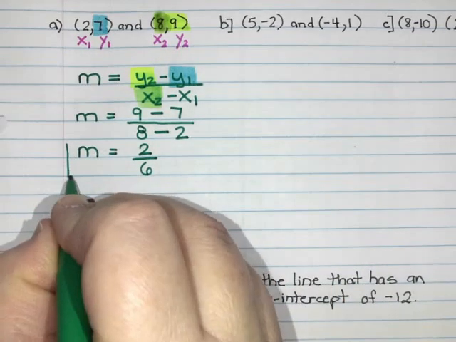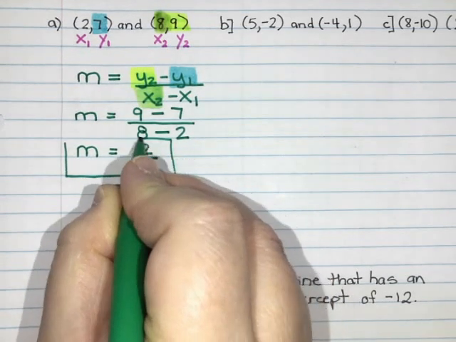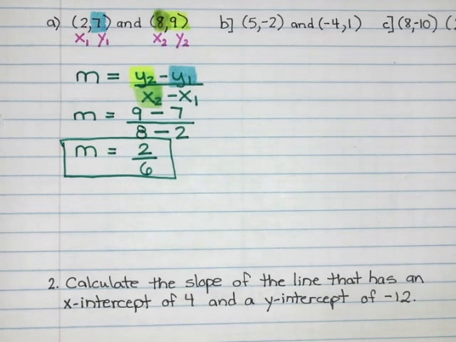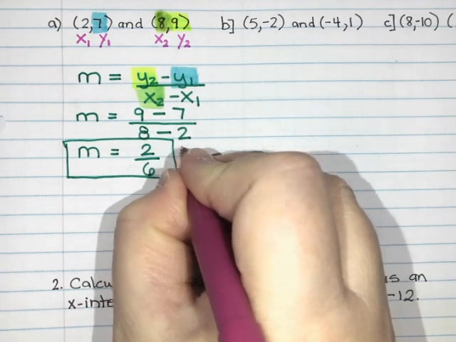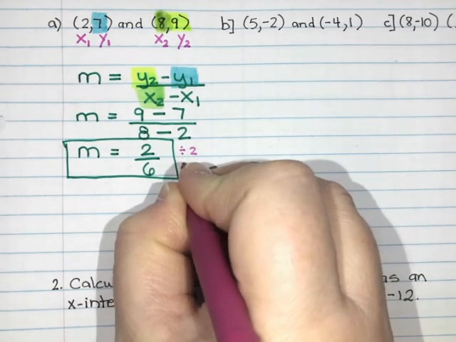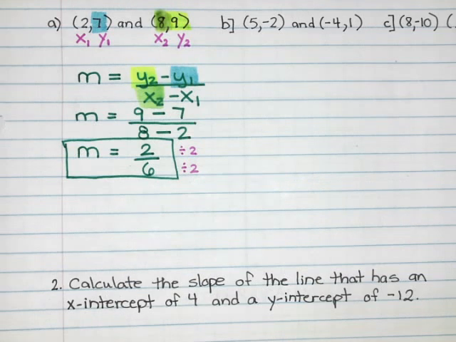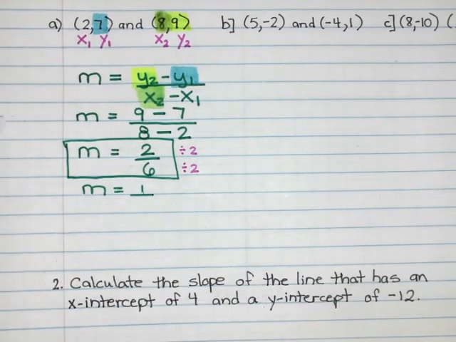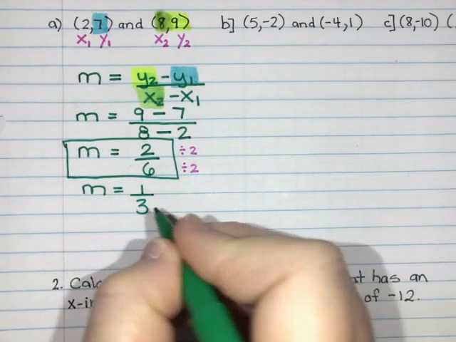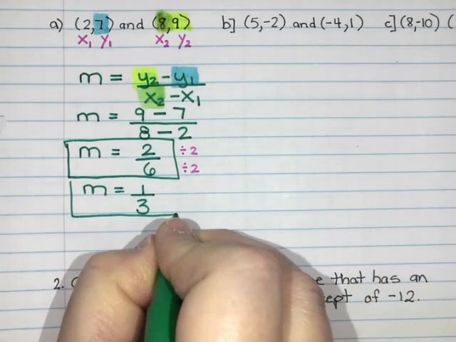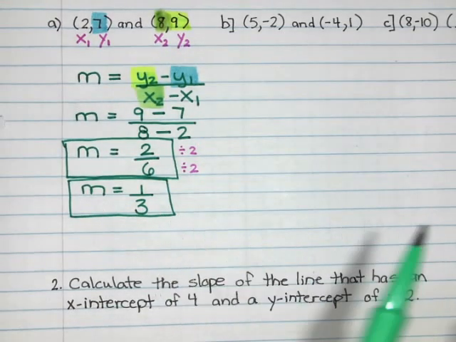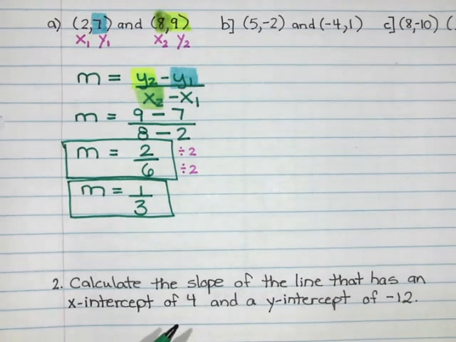2 over 6 is correct, but I could also reduce it, which is always a good idea. 2 and 6 both divide by the number 2. So I can divide the top and bottom by 2. 2 divided by 2 is 1, and 6 divided by 2 is 3. So you could say the slope is 2 over 6, but we could also say the slope is 1 over 3. And it's a little bit nicer if you reduce your fraction. It just looks a little bit better.